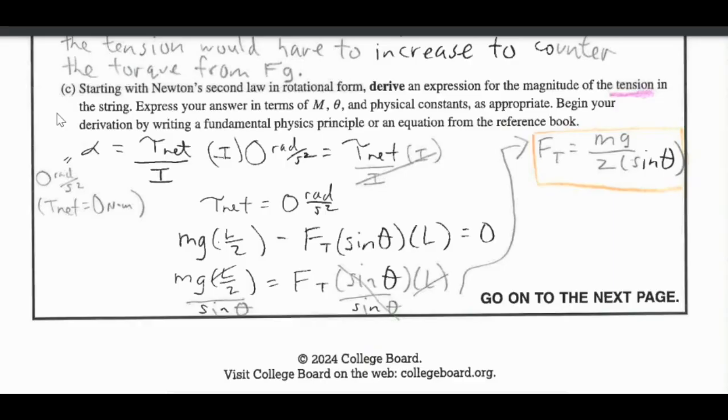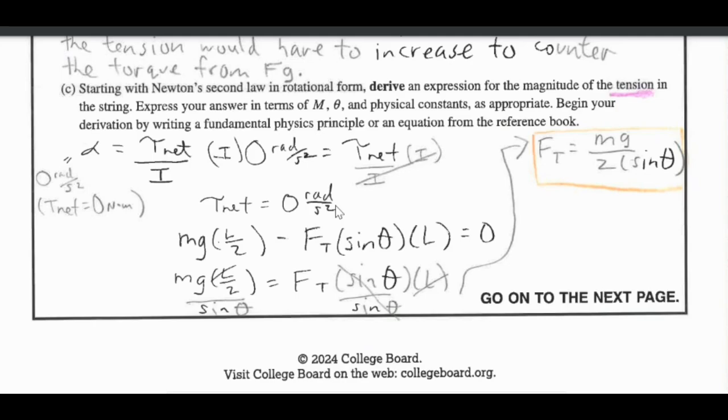Derive an expression for the magnitude of the tension in the string. Express your answer in terms of m, theta, and physical constants as appropriate. Begin your derivation by writing a fundamental physics principle or an equation from the reference book. So we have alpha equals the net torque over I. We know that there is no alpha because there is no actual movement or rotation of any sort going on. So if 0 equals the net torque over I, multiply both sides by I, which basically drops it. So the net torque equals 0.